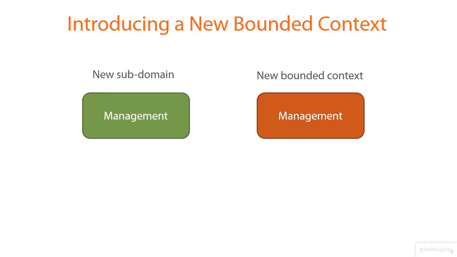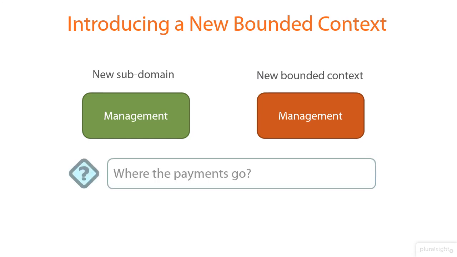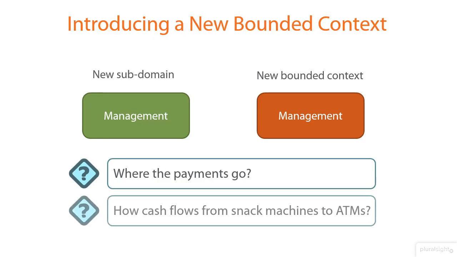We need a new abstraction to help us keep track of all wireless payments and transfer cash from snack machines to ATMs. The best way to find a proper abstraction is to talk to the domain expert and ask the following questions. How will the payments be accounted? Where will they go? Also, how exactly will the money flow from snack machines to ATMs? Directly, or maybe there would be a transitional point?